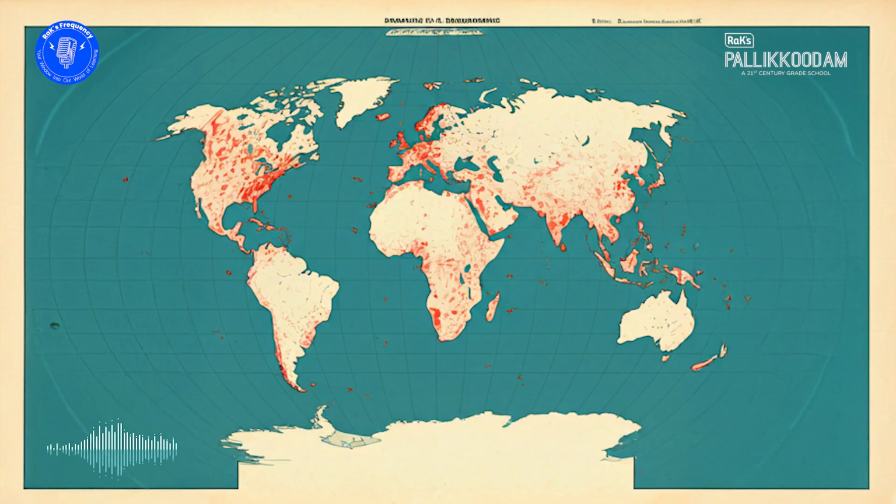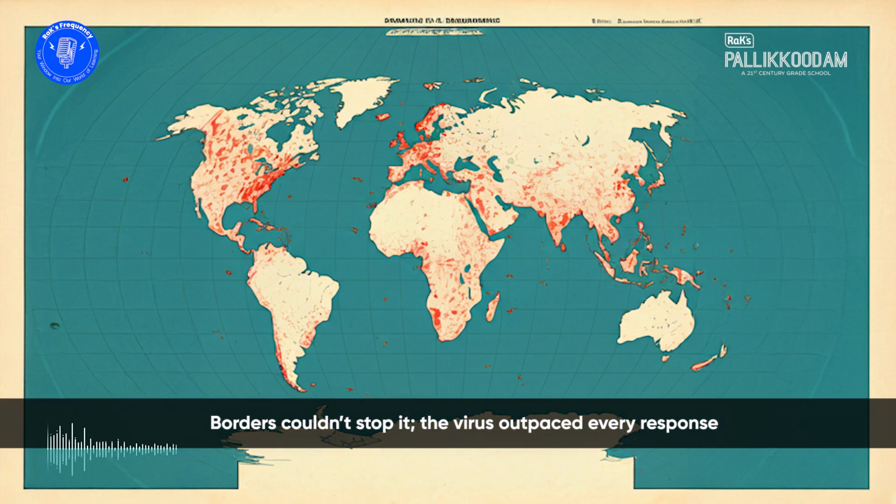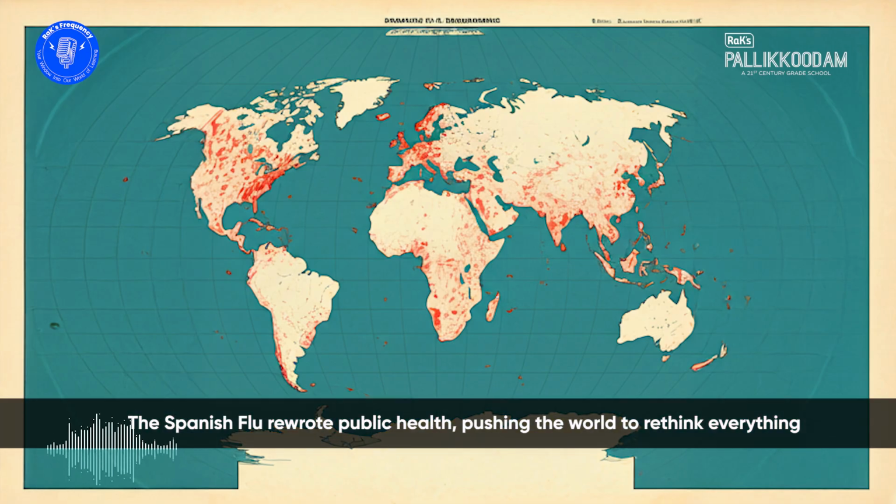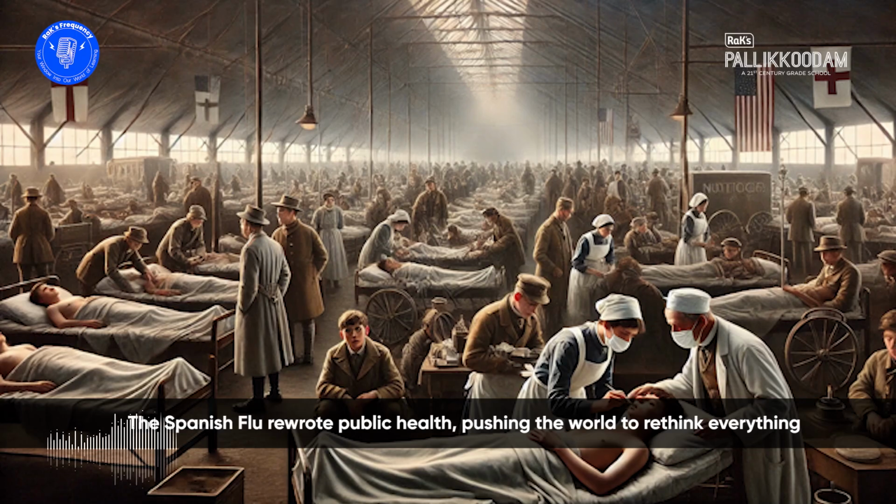By the end of 1918, this sneaky virus had infected about 1/3 of the world's population, which was approximately 500 million people. The death toll was staggering, with an estimated 50 million lives lost, and some sources suggesting up to 100 million. The scale of the pandemic was unprecedented, overwhelming healthcare systems and disrupting societies.